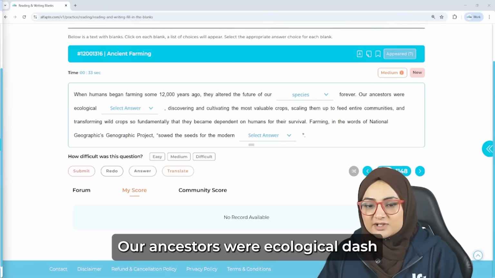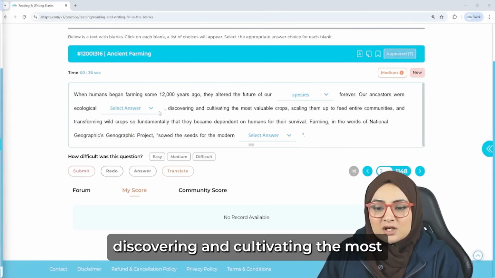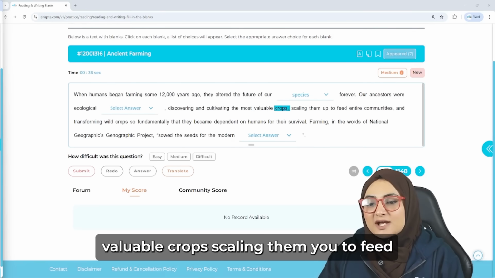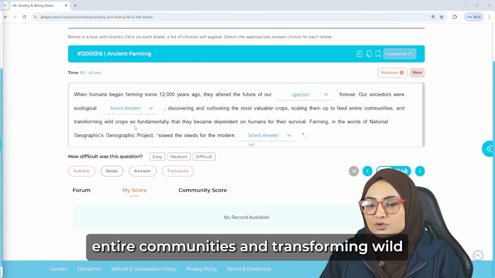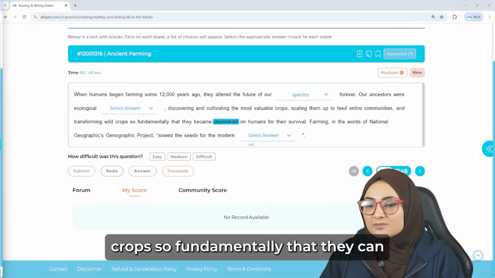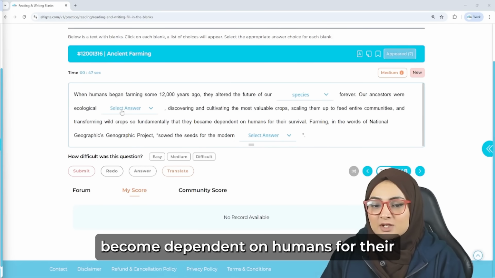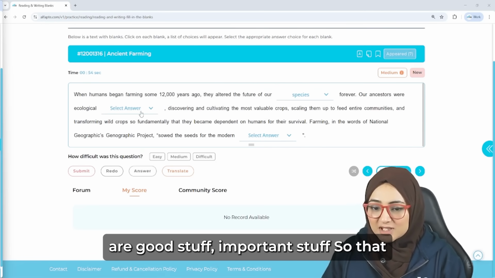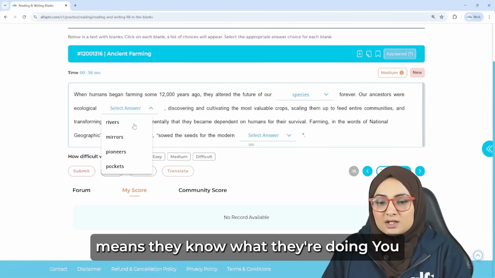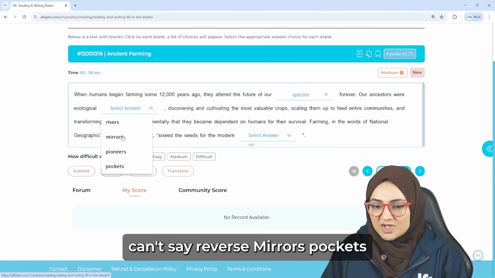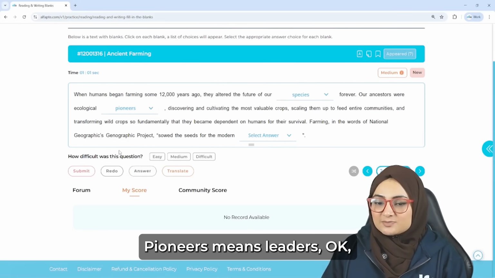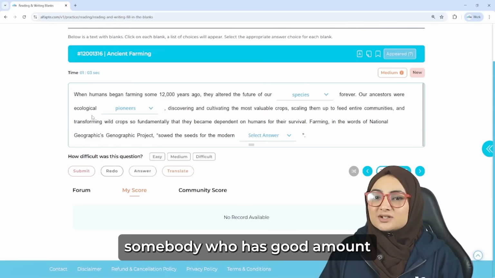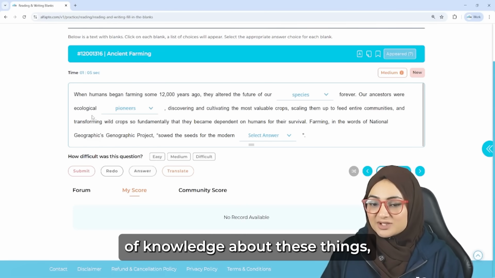Our ancestors were ecological dash, discovering and cultivating the most valuable crops, scaling them up to feed entire communities, and transforming wild crops so fundamentally that they can become dependent on humans for their survival. So, ecological, obviously, they are doing all this, and all these are good stuff, important stuff. So, that means they know what they are doing. You can't say rivers, mirrors, pockets, pioneers. Pioneers means leaders. Okay, somebody who has good amount of knowledge about these things.